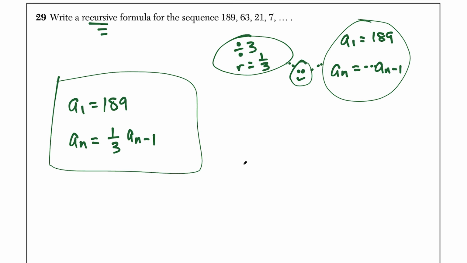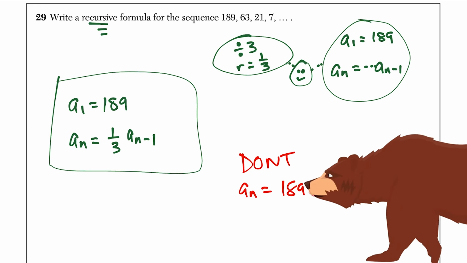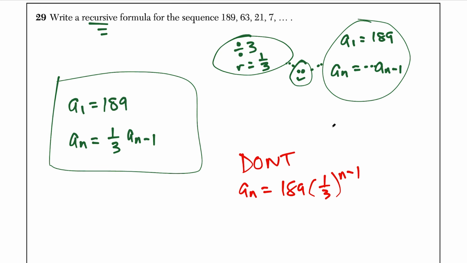Now, before we move on, just be careful. Please don't do something like this. Don't say A sub n equals the first term 189 times 1/3 to the n minus 1. Okay, this is a very, very dangerous bear trap. This would be an explicit formula. So this would represent the explicit formula for the sequence given above.